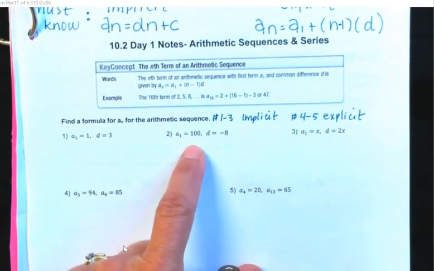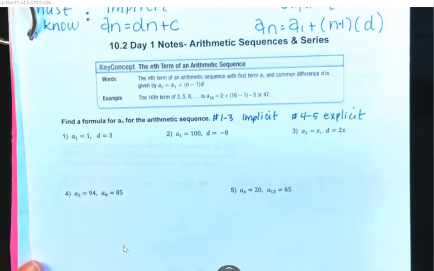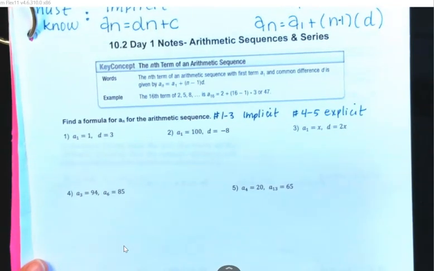Now, 1, 2, and 3, those are like level 1 problems. 4 and 5, they amp up a little bit, so you're going to have to find missing pieces. You're going to have to understand what's given to you and understand what you have to find. All right, so here we go.